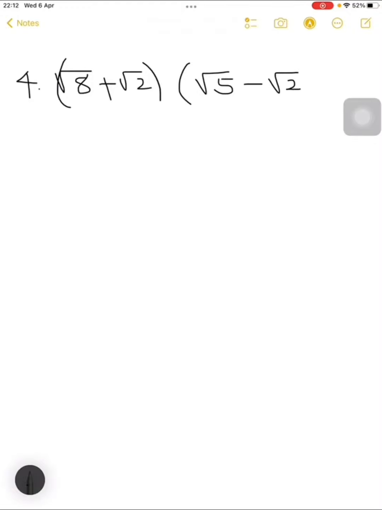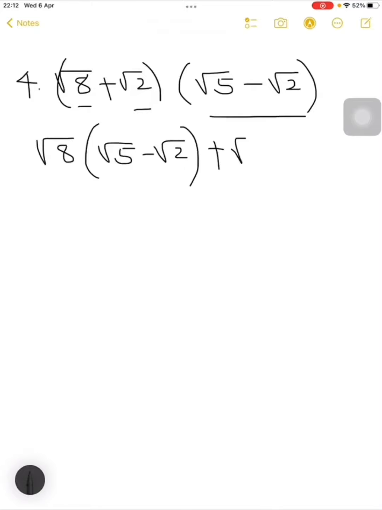Example number 4. We have root 8 plus root 2 and then root 5 minus root 2. And just the same way, we take the first one, multiply by everything, then plus the second one, multiply by everything on the other side. So we are going to have root 8 into root 5 minus root 2 plus root 2 into root 5 minus root 2.